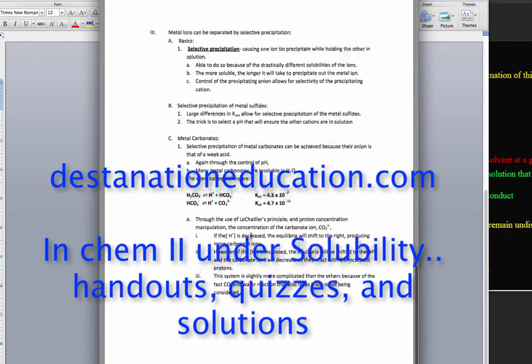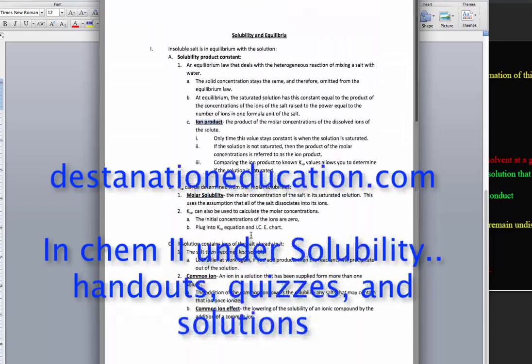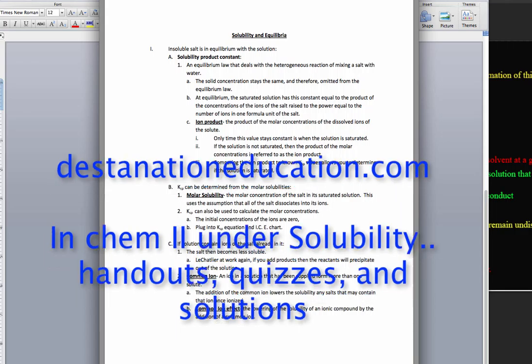So make sure you get the foundation solid before we move on to all this to do with the equilibria of actual ionization reactions or dissociation reactions.